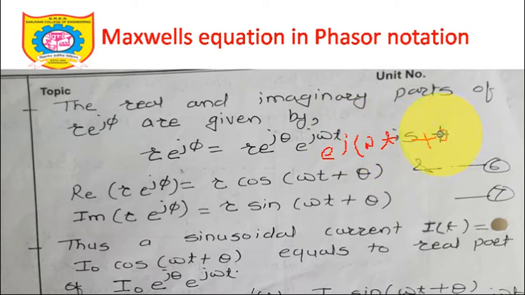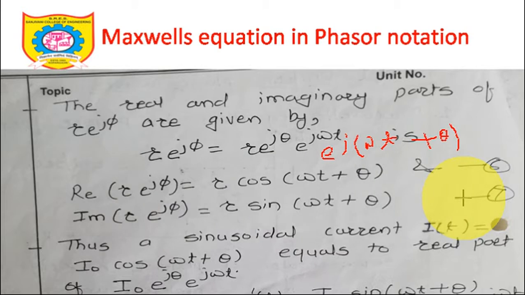If that is so, can I represent this in the cos and sin form? Yes. So it will be cos of (omega t plus theta) plus j sin of (omega t plus theta). So what will be the real part? The real part of r e raised to j phi is r cos of (omega t plus theta), and the imaginary part of r e raised to j phi is r sin of (omega t plus theta). Equation number 6 and 7.